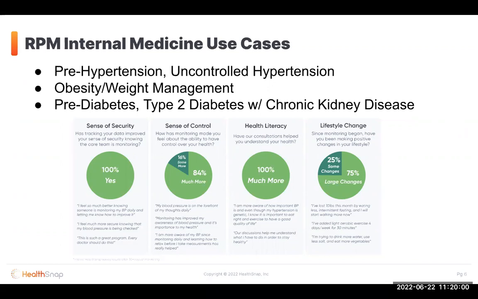We had 100%, yes, 100%, crazy statistic, report a better sense of security specific to their chronic condition, knowing that there is a care team monitoring them in real time. 84% much more sense of control specific to their health, 16% some more. 100% a much greater sense of understanding specific to their health. And then 75% reported large changes upcoming specific to their lifestyle, 25% some changes.